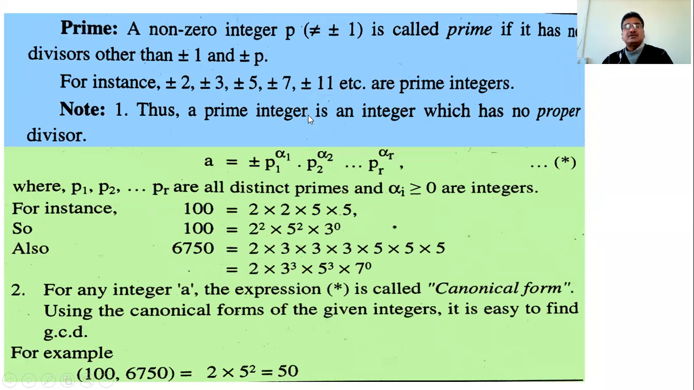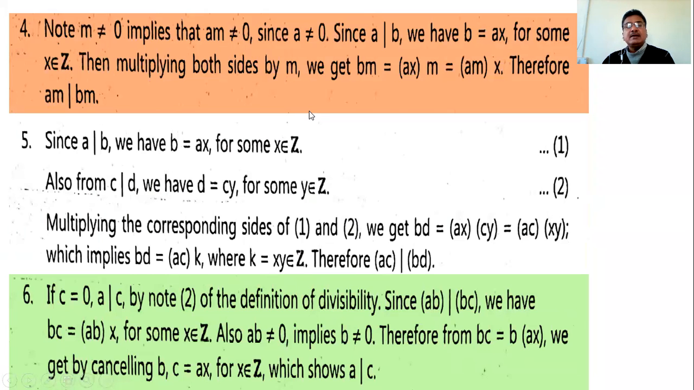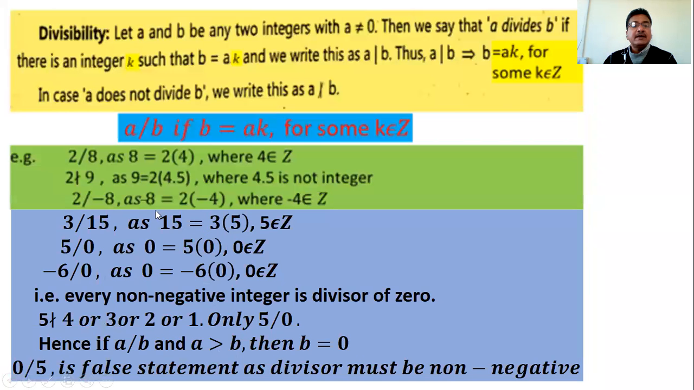That's why 7 is a prime number. So we know the divisors. For example, if you take the number 8, then what are the divisors of 8? 2 divides 8. 1 also divides 8. Why does 2 divide 8? Because 8 is expressed in the form 2 into 4, for some integer 4. But 2 does not divide 9. 2 is not a divisor of 9 because 9 cannot be expressed in the form 2 into some integer. There is the number 4.5 such that 2 into 4.5 is 9, but 4.5 is not an integer. That's why we say 2 does not divide 9.